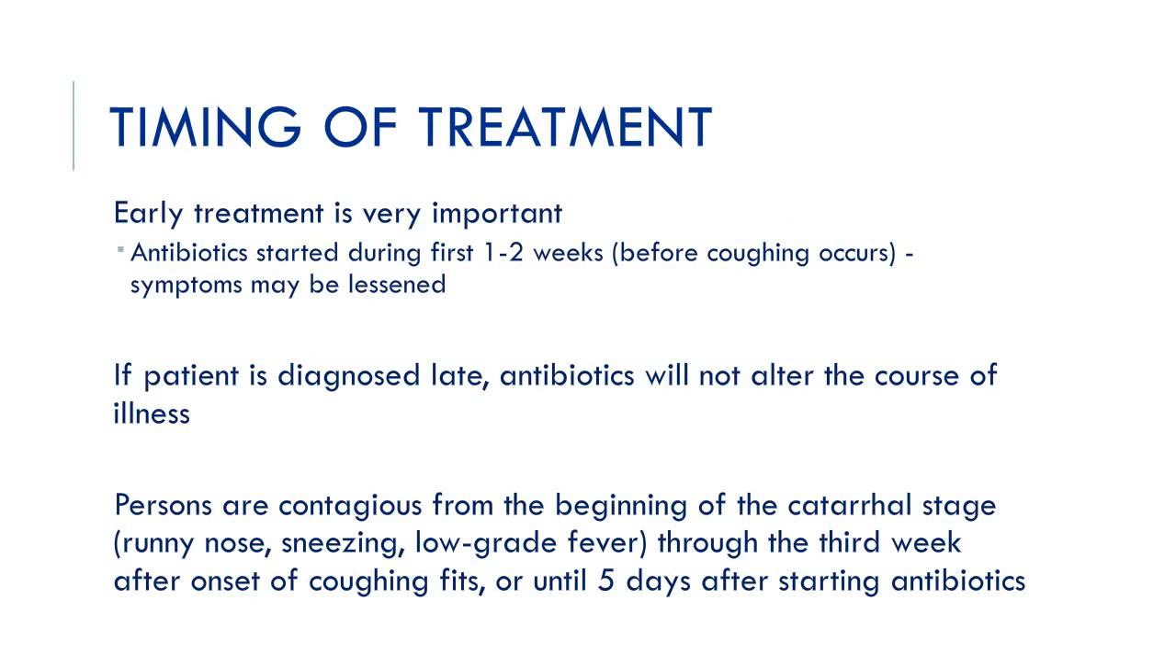Now, the timing of treatment is important. Early treatment is very important for adequate treatment of Bordetella pertussis and whooping cough. It's known that antibiotics started during the first 1 to 2 weeks, that's before the paroxysms of the coughing start to occur, can actually lessen symptoms. So again, if antibiotics are started early in the course of disease, preferably in the first 2 weeks of disease before we get to the paroxysmal stage, and slightly into the paroxysmal stage, we know that we can lessen the symptoms associated with the disease for the patient.